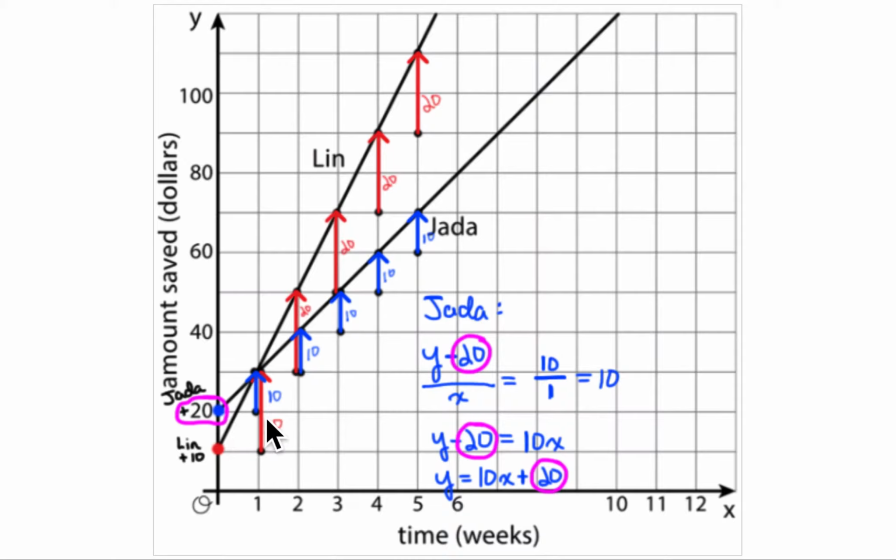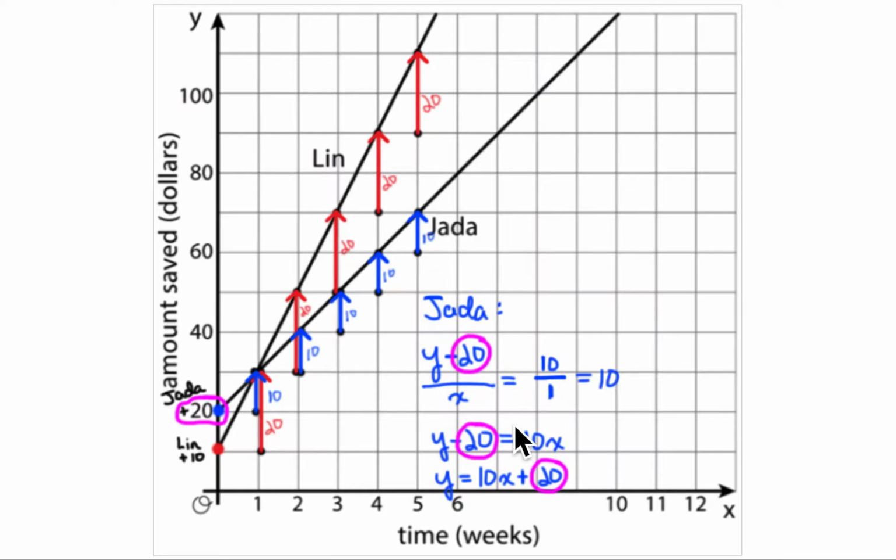So in 1 week, you start at 20 in 1 week. How much does she save each week? She saves $10 each week. So another week, $10 more. Another week, $10 more. Another week, $10 more. So Jada is Y minus 20. Take away your beginning amount. Compare it to 1 week. That is $10 each week.